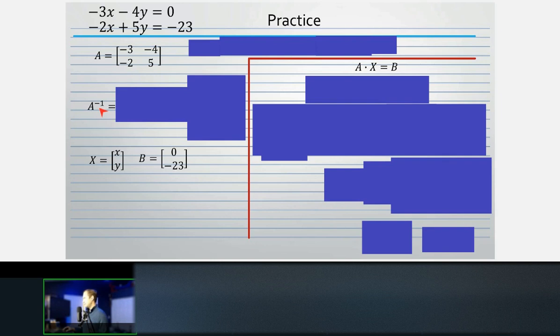In chat or on mic, what do we do first when we find the inverse matrix? Find the determinant. Yeah, the absolute value of A, the determinant. We need that first. So we do that, right? I'll give you a moment to see if you can quickly find it. Anybody have the determinant of matrix A calculated?